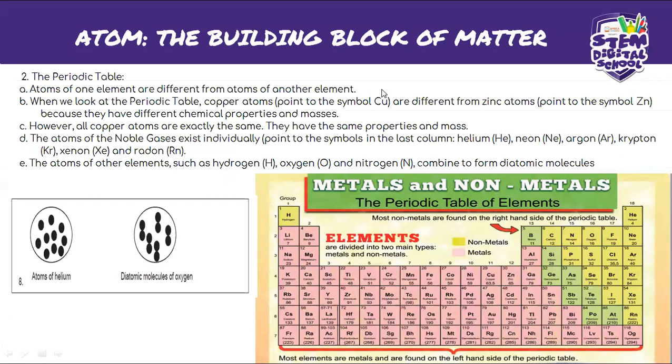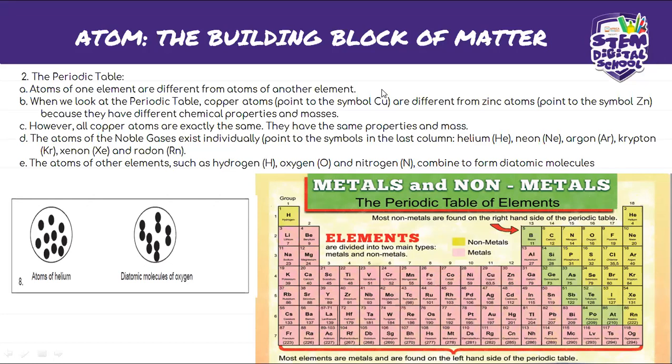Point C, however, all copper atoms are exactly the same. They have the same properties and mass. Let's look at the atoms of the noble gases, which exist individually. If you want to see the noble gases, let's look at the last part of the periodic table, far right. You can see helium, neon, argon, krypton. Together, they are called what? Neon.